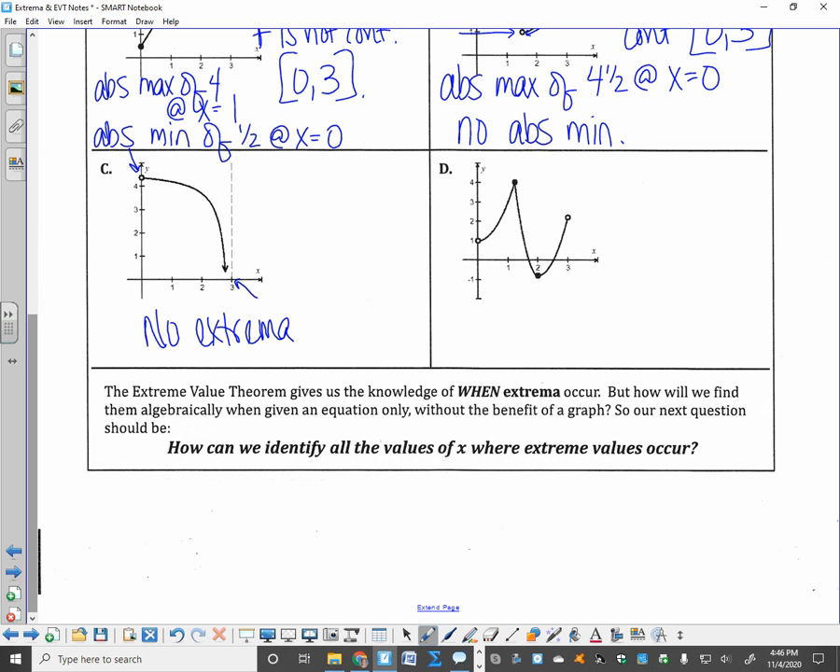No extrema, no absolute max. It's got an open circle. And no absolute min because this thing will go south forever. So there is no absolute minimum. It never stops.